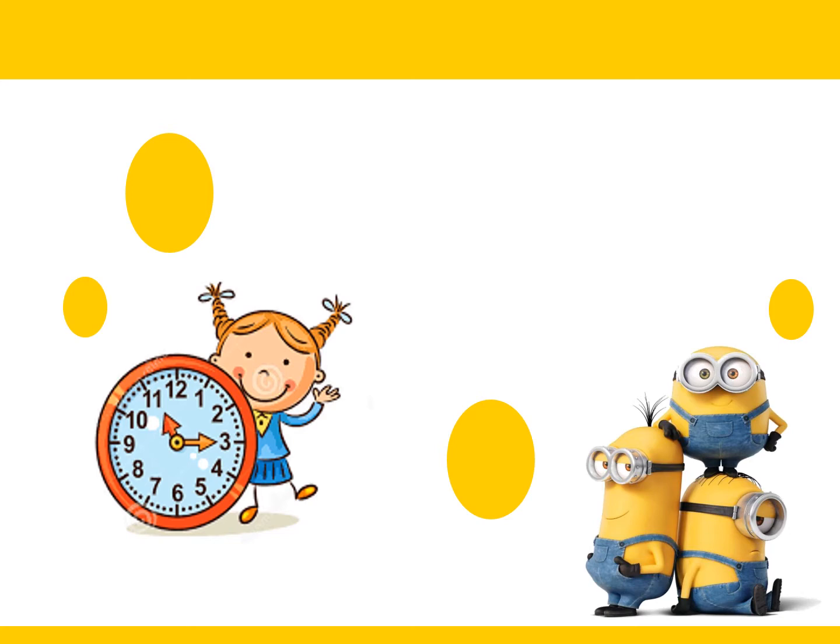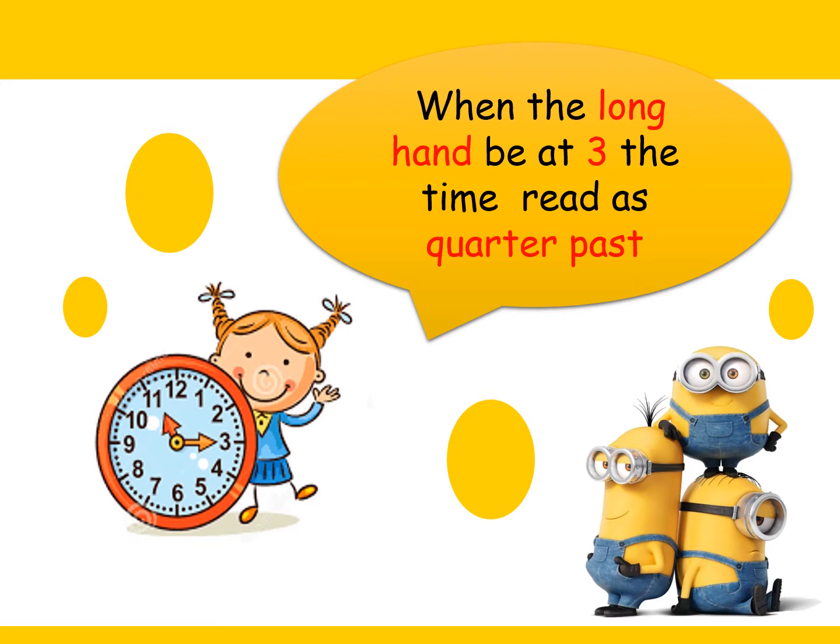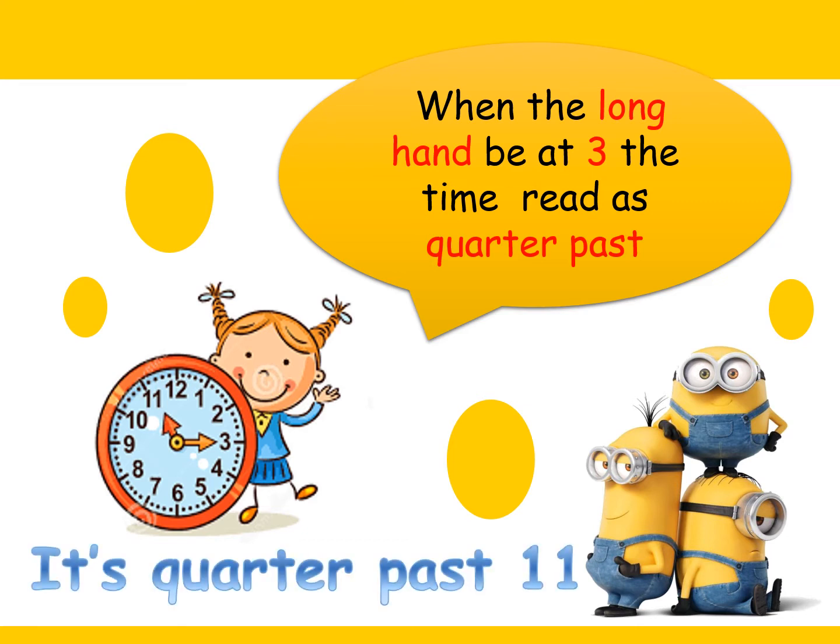So now we will take if the long hand is on 3. That tells us that we read the time as quarter past. So what is the time here? The short hand on 11 and the long hand on 3. So it's quarter past 11. We read the time like this if we found the long hand on 3. And the short hand for sure tells us the hour, which is 11. We write it here.